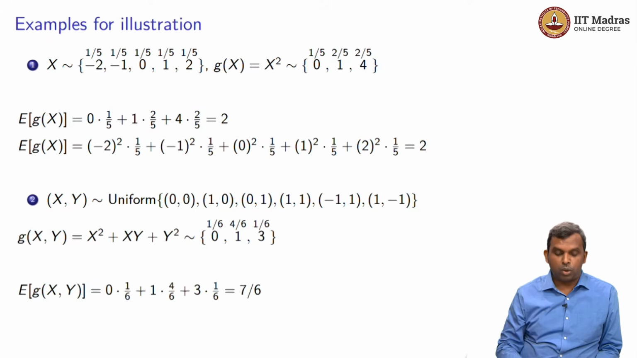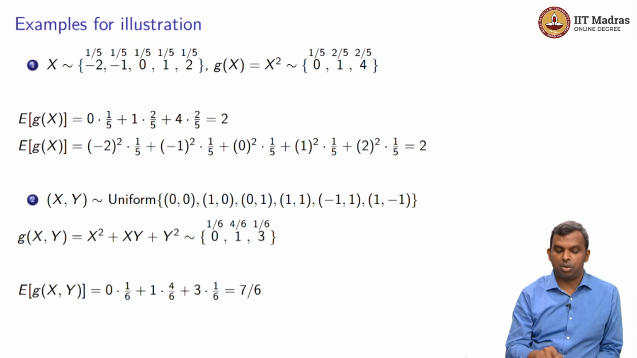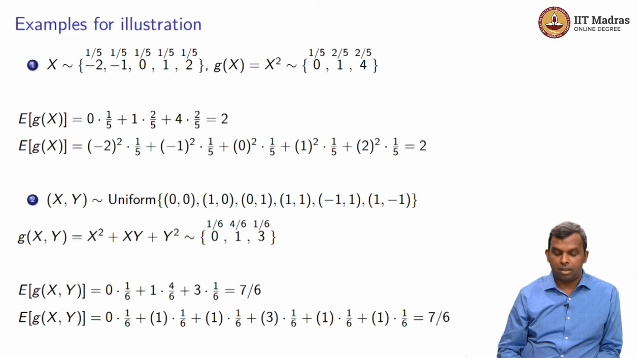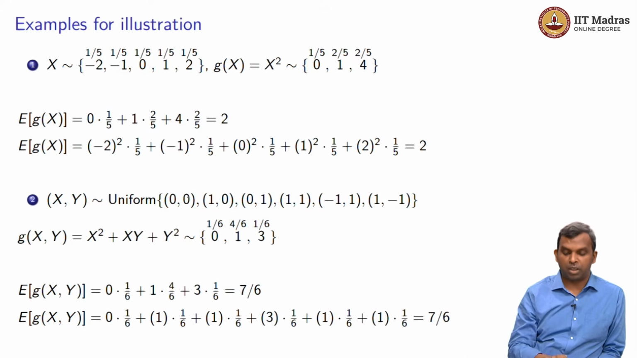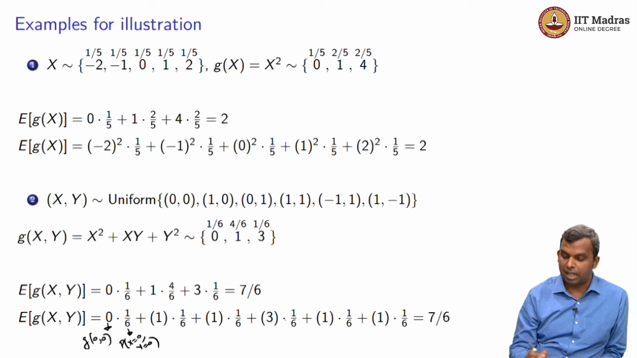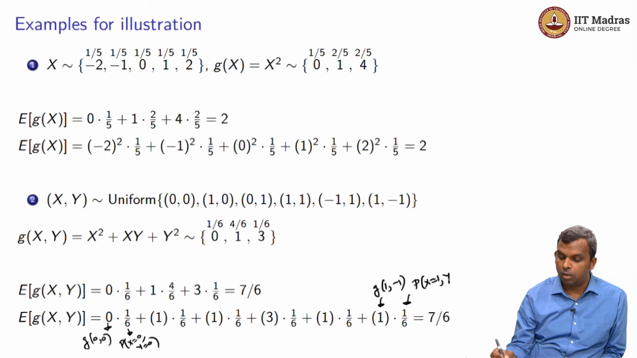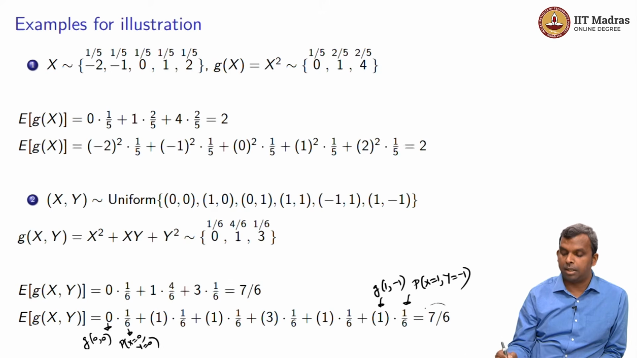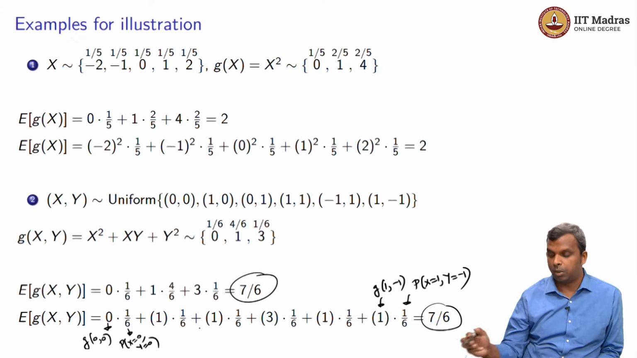Okay, so you can compute once again expected value of g of xy in two different ways. After you find the distribution, you can find it like this. You get 7 by 6. You can go back to the original distribution, right? So here you can see that this is g of 0 comma 0, and this is probability that x equals 0, y equals 0, like that. You just add up everything. So this is g of 1 comma minus 1, and this guy is probability that x equals 1, y equals minus 1. Okay, so you get 7 by 6 here, it's 7 by 6 here, both of them are equal.